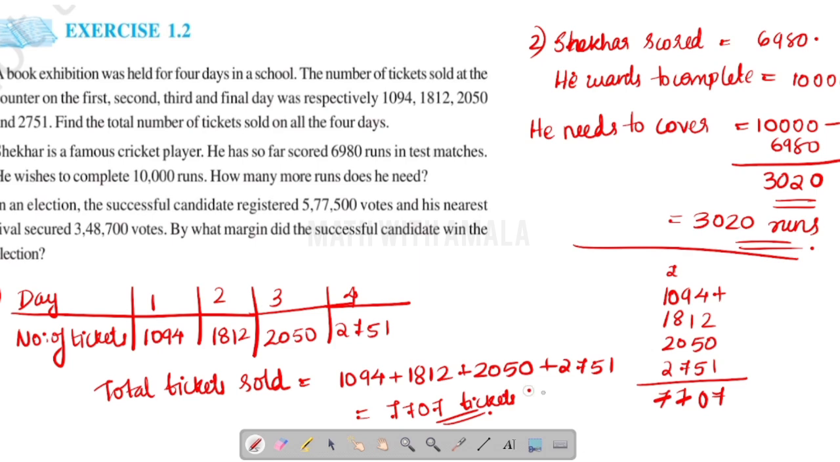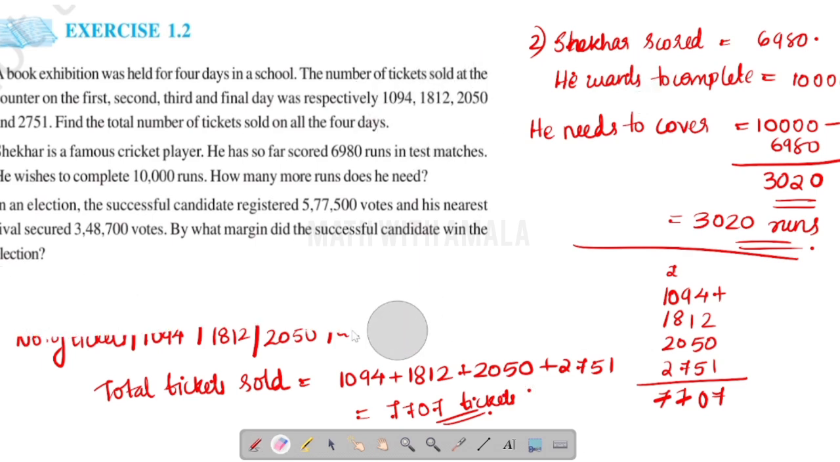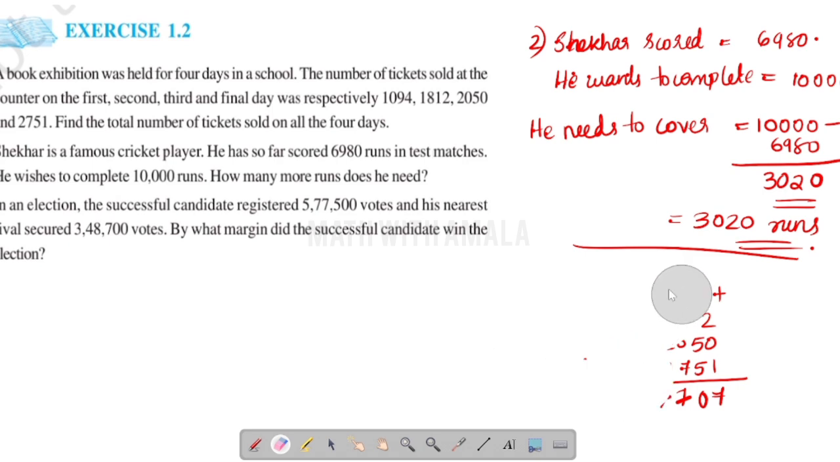3020 runs. The third question: in an election, the successful candidate registered 5,77,500 votes and his nearest rival secured 3,48,700 votes. By what margin did the successful candidate win the election?